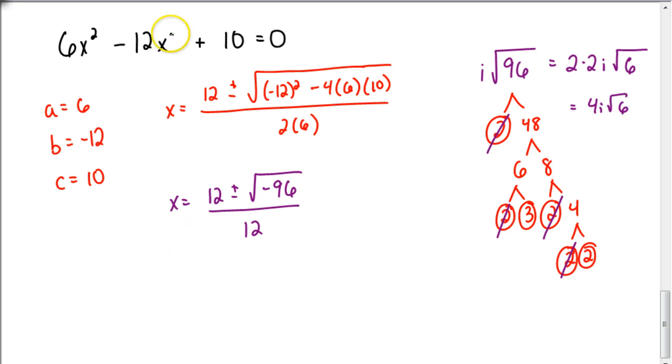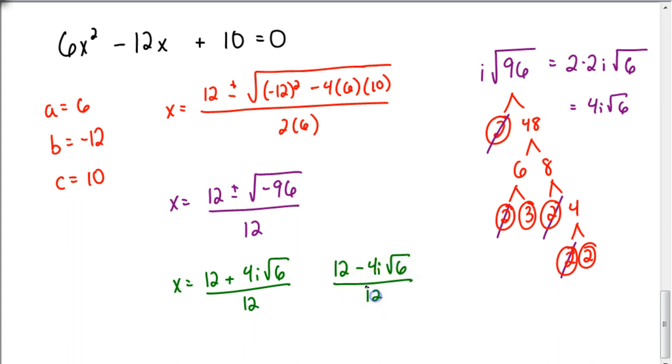So I'm going to have x equals 12 plus 4i times the square root of 6, all divided by 12. Or the other solution would be 12 minus 4i times the square root of 6, all divided by 12. Now we have to simplify both of these.